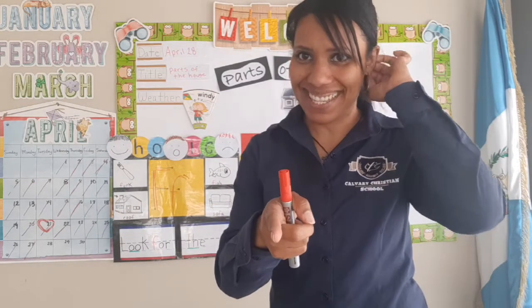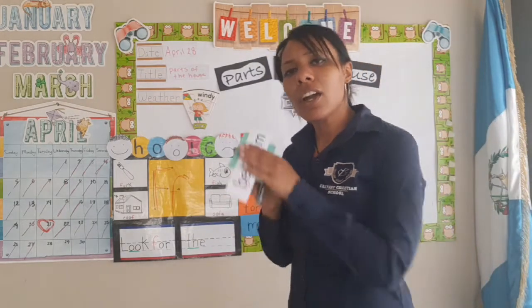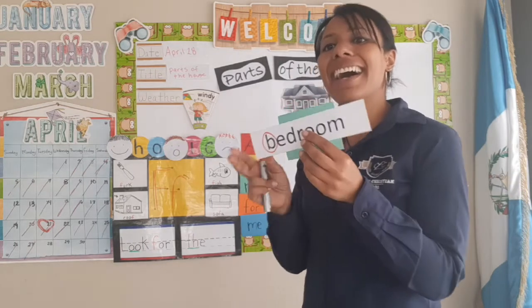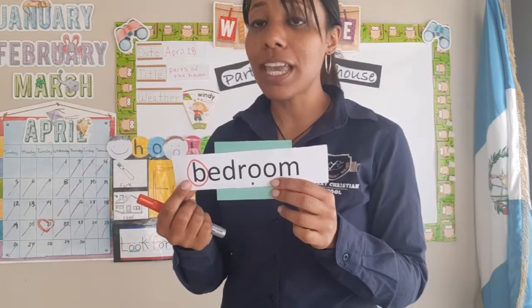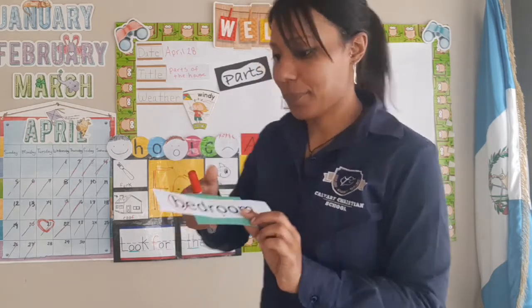Are you guys ready? All right, good job. So the first room is somewhere where we go to sleep at night. What room is it now? The bedroom. Great job, right? So bedroom, we know, begins with the letter B. So say it with me, B. Good job. So bedroom.